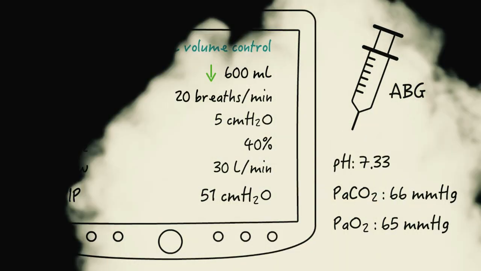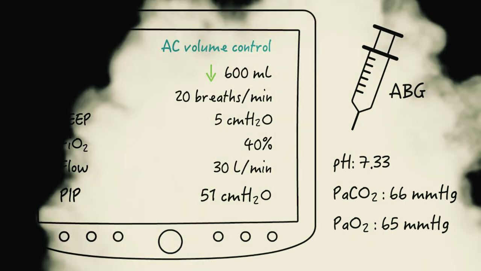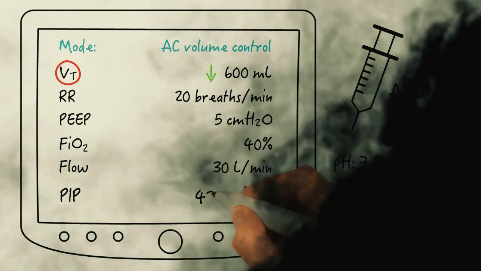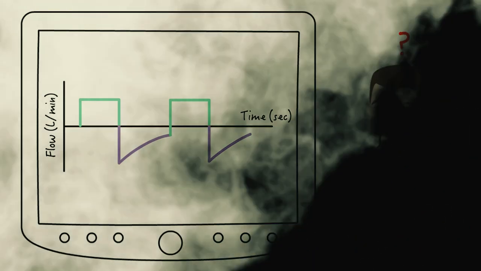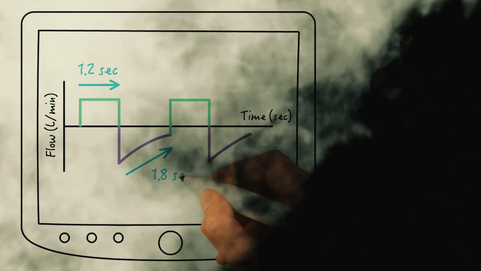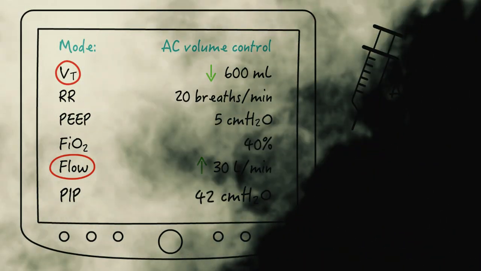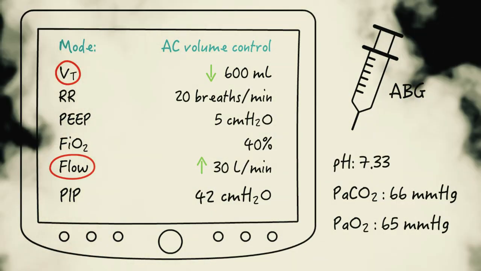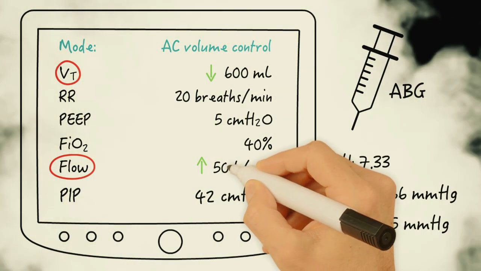That should immediately reduce my PIP, so when we look at the ventilator, we should see a decreased PIP. In this case, the PIP is now 42, which is still pretty high. Now you also note on the ventilator that the inspiratory time lasts for 1.2 seconds, and the expiratory time is 1.8 seconds. So let's decide to increase the flow rate, which should shorten the inspiratory time and lengthen our expiratory time. In this case, we'll increase the flow rate to an acceptable initial setting of 50 liters per minute.